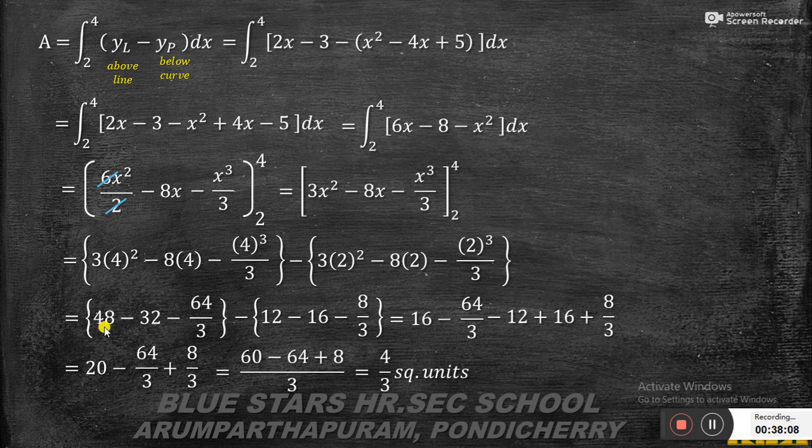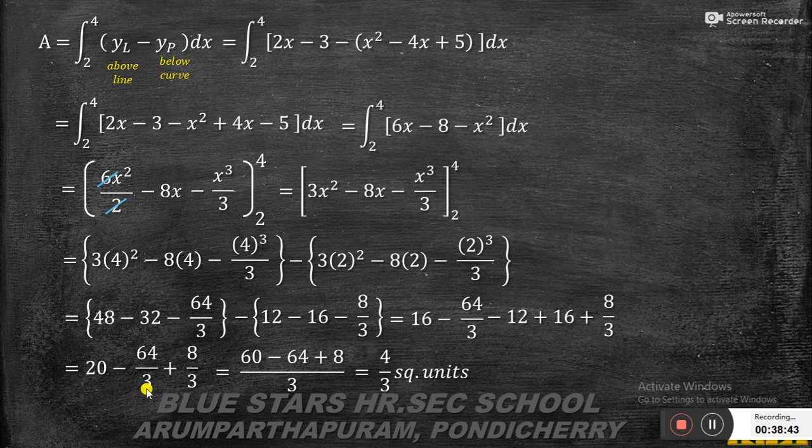So the next step, now 48 minus 32 means 16, 16 minus 64 by 3. Next, minus, you just multiply the minus in here, so minus 12 plus 16 plus 8 by 3, which implies we write 16 minus 12. So 16 plus 16 is 32, minus 12 is 20. Next, minus 64 by 3 plus 8 by 3.